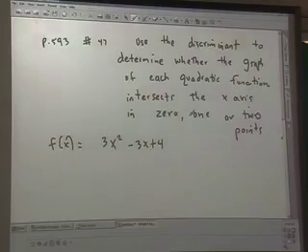Okay, let's look at page 593, number 47. In this question, it asks you to use the discriminant to determine whether the graph of each quadratic function intersects the x-axis in 0, 1, or 2 points. I'm going to draw a graph of this so you can see what they're talking about when they say, does it intersect the x-axis? Now we don't see equals 0, we see f of x equals 3x squared minus 3x plus 4.